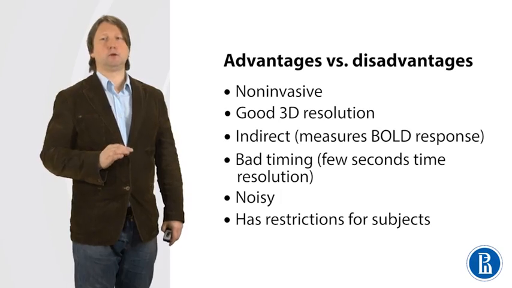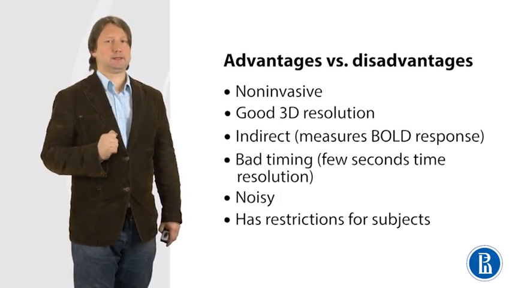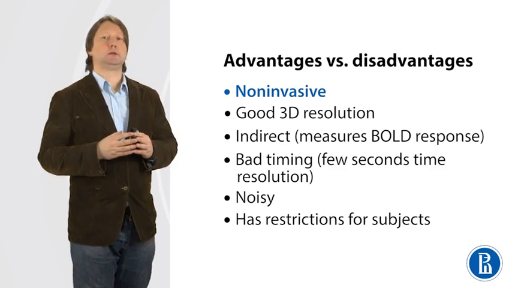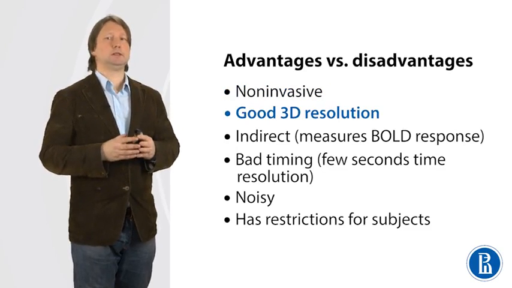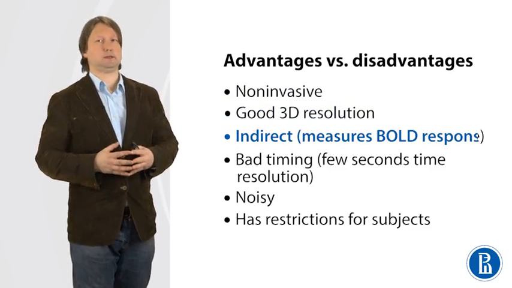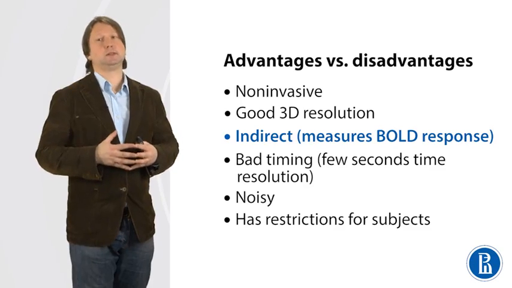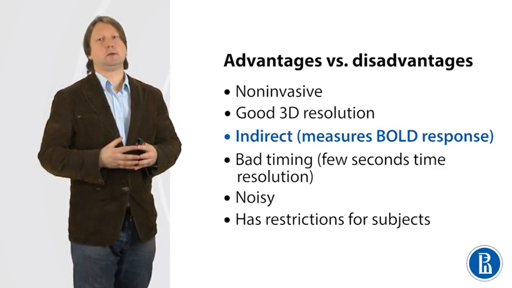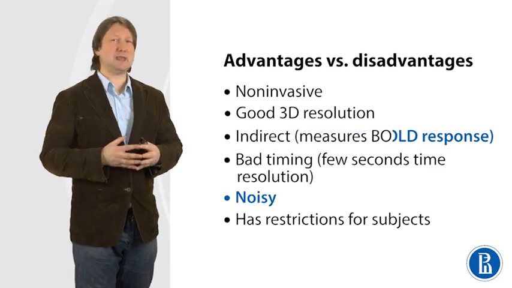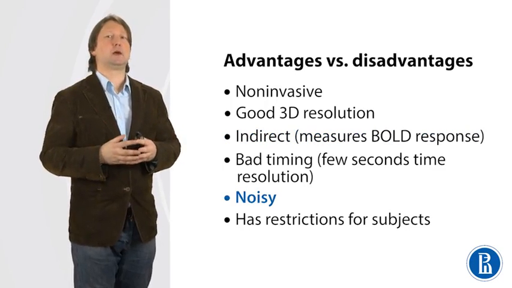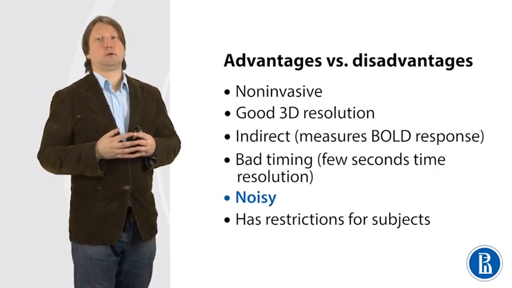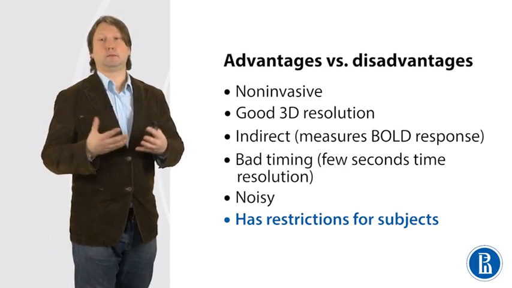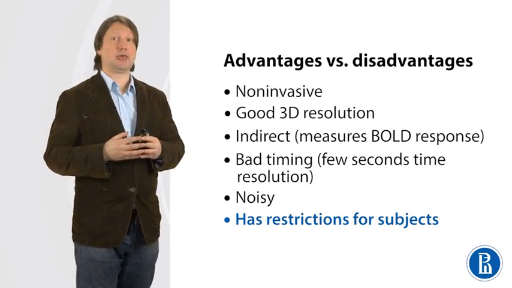So overall, the fMRI method is the most popular method in neuroeconomics. It is non-invasive, so we do not damage the brain during the scanning. It has a relatively good 3D resolution. Unfortunately, this is an indirect method, so we do not measure directly the neuronal activity. We measure the BOLD signal. We measure the inflow of oxygenated hemoglobin to these regions. It is quite noisy. It produces a lot of acoustic noise, and some groups of subjects are restricted from these studies. For example, pregnant people are not allowed to be scanned.